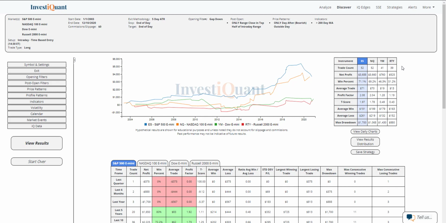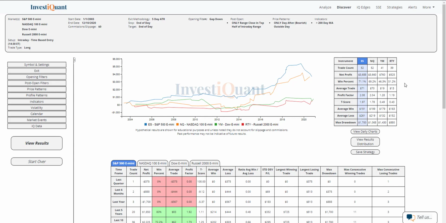So a little bit more samples in the S&P and the NASDAQ than the Dow and the Russell. If we take a look at the win rates on these, you'll see a fairly strong win rate there for the S&P, coming in at 71%. The NASDAQ is very similar, 69%. The Dow, the weakest of the group, at 46%, and the Russell about 50-50 there, 51% on its 39 samples.